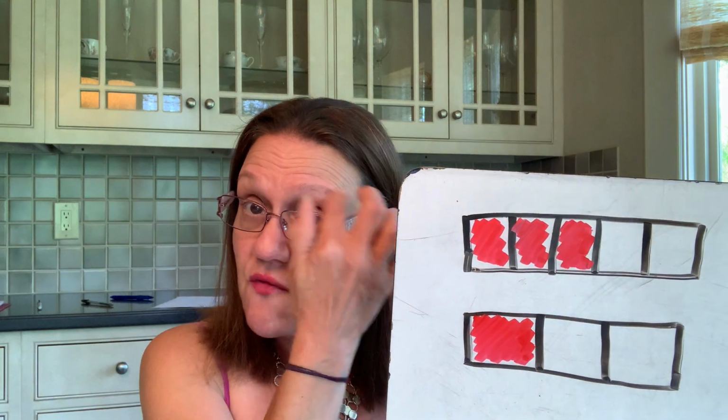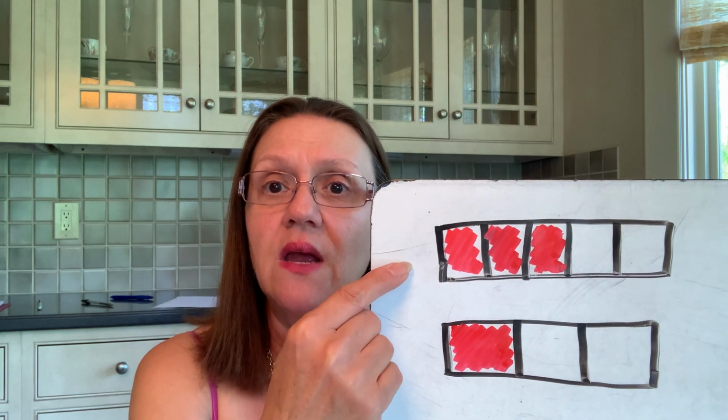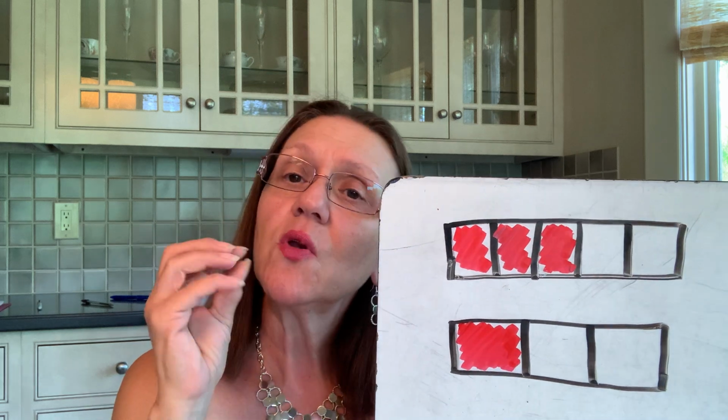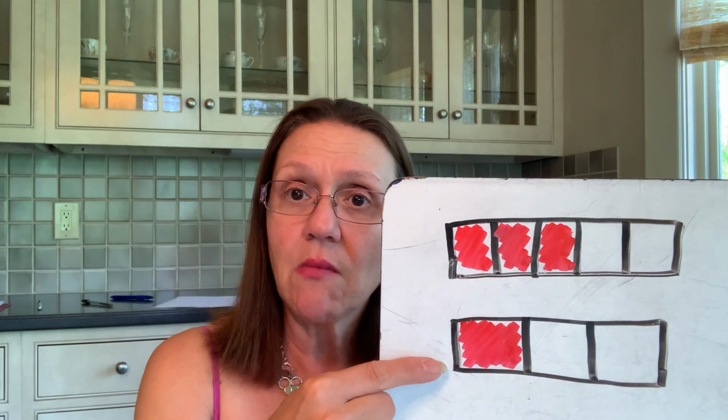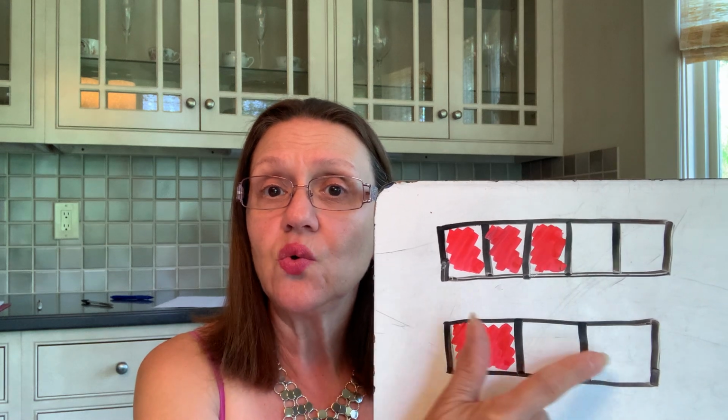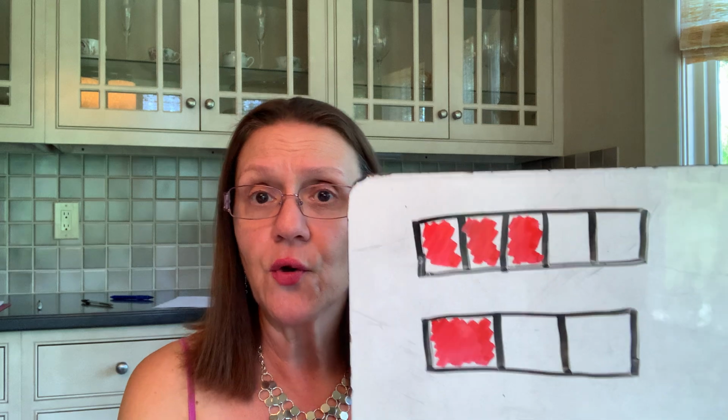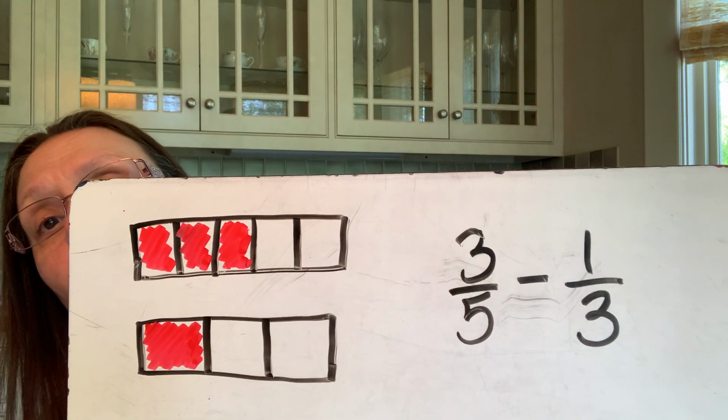Take a look at my top Hershey bar, and you can see that the fraction for that is going to be 1, 2, 3 out of 1, 2, 3, 4, 5 pieces. So 3/5. And I'm going to subtract my second model, which is 1 piece out of 1, 2, 3, 1/3. So 3/5 minus 1/3 will be my equation right there.